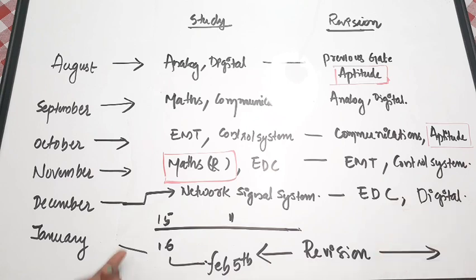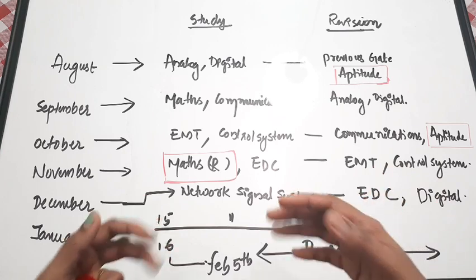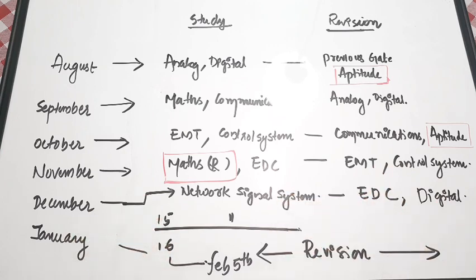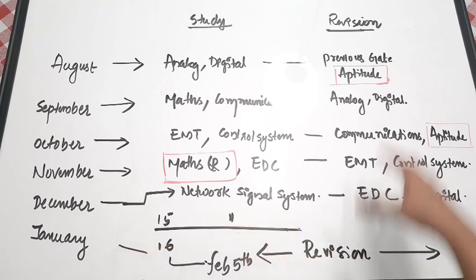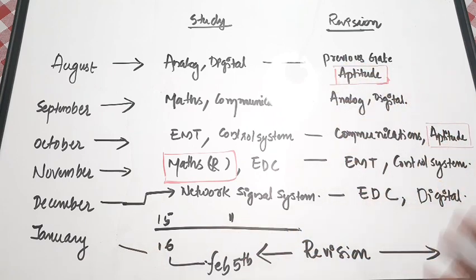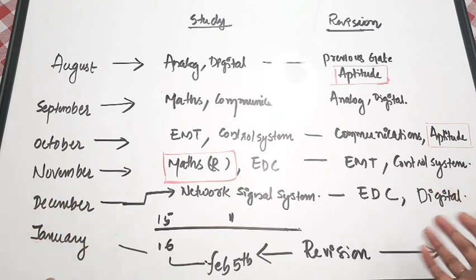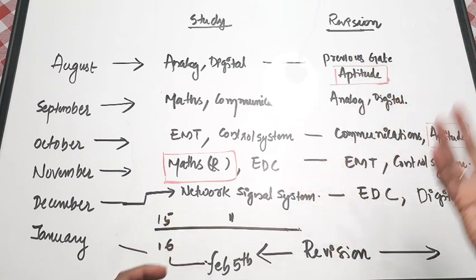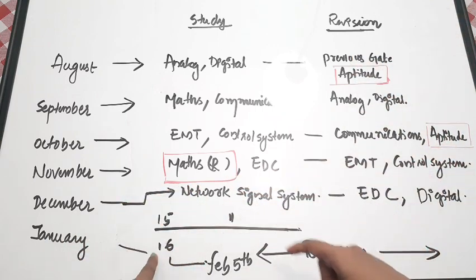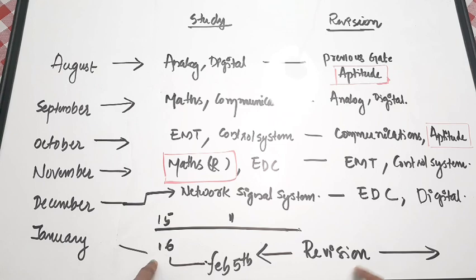Then from January 16th, till the 15th, you are preparing. From the 16th, you are going to only revise. Now, why is this revision from the 16th enough? Because we have done a lot of revision already here. Okay, so you have done enough revision. Along with this preparation, you have done revision also. So from the 16th, if you revise, that will be good enough.